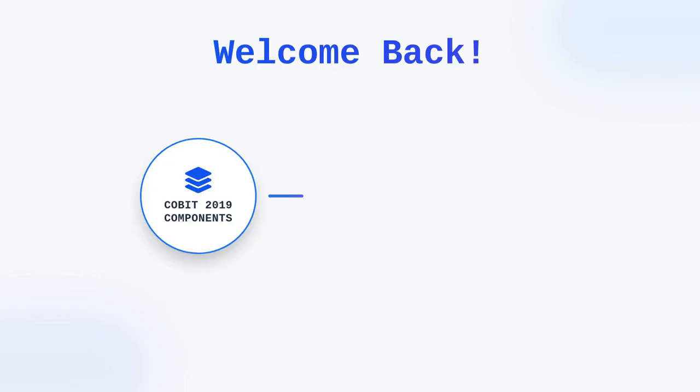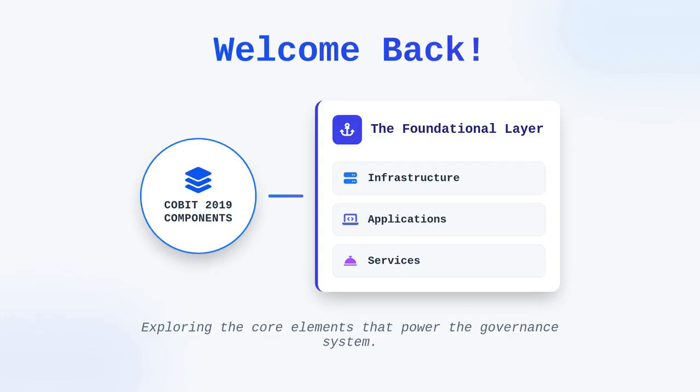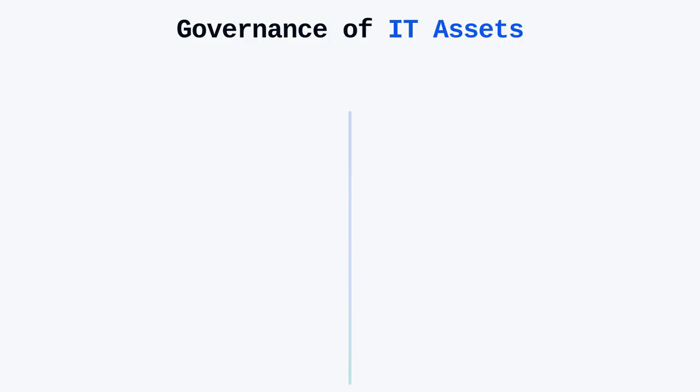Welcome back to our exploration of the COBIT 2019 governance system components. In this session, we turn our attention to the foundational layer of services, infrastructure, and applications. When we discuss the governance of enterprise information and technology, it is all too easy to become lost in the abstract world of policies, frameworks, and organizational goals. However, these governance systems must eventually manifest in the physical and logical realities that power an organization's daily operations.